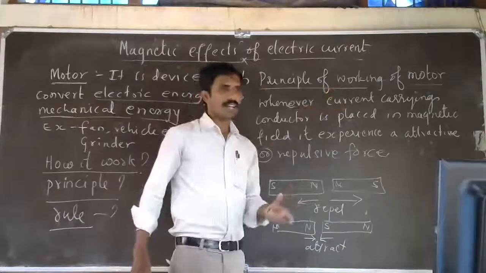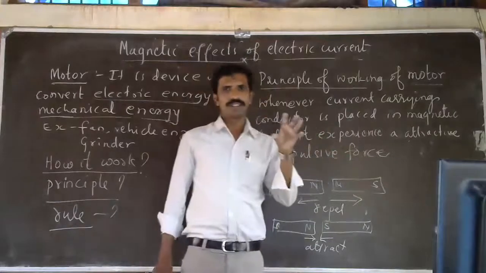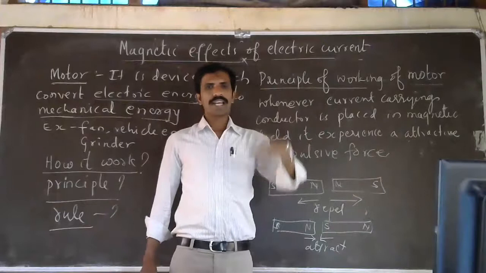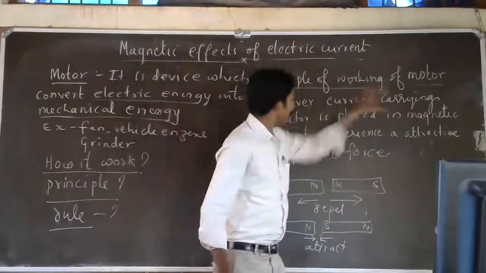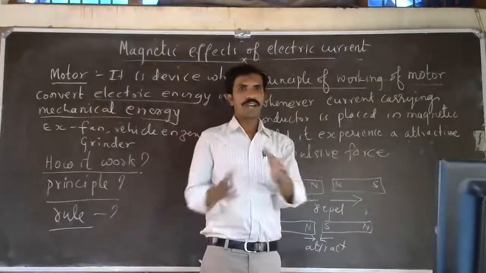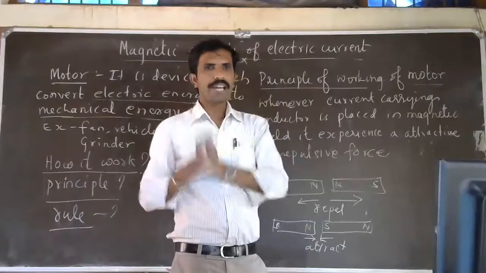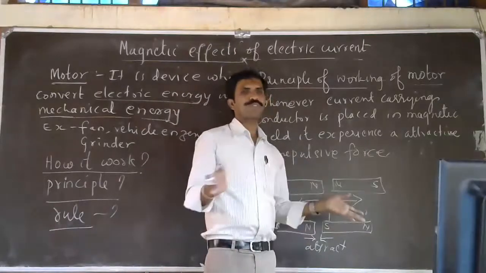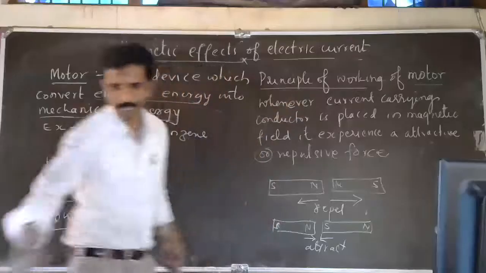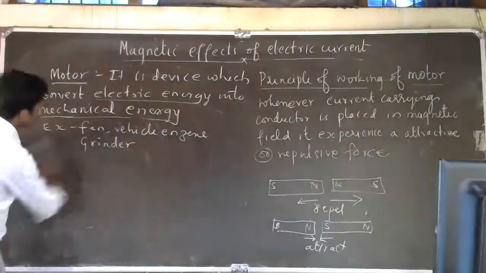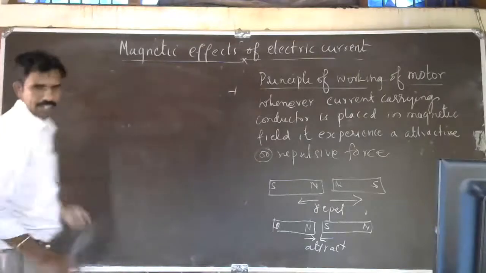Similarly, a current carrying conductor also produces a magnetic field. According to Hans Christian Oersted, when electricity flows in a conductor, it produces a magnetic field. So when a current carrying conductor is placed in another magnetic field, there is a repulsive or attractive force. That force is involved in a motor. That is the principle of working of a motor. We'll see a demonstration so you can understand it very easily.